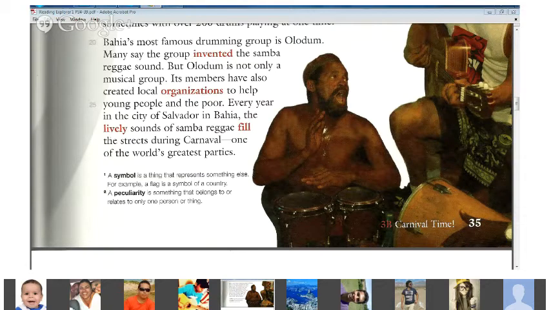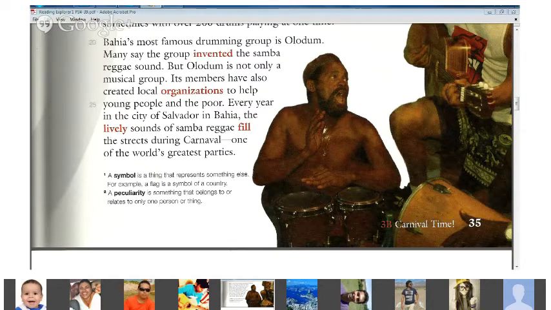Bahia's most famous drumming group is Olodum. Many say the group invented the samba reggae sound, but Olodum is not the only musical group. Its members have also created local organizations to help young people who are poor. Every year in the city of Salvador, Bahia, the lively sounds of samba reggae fill the streets during Carnival, one of the world's greatest festivals.